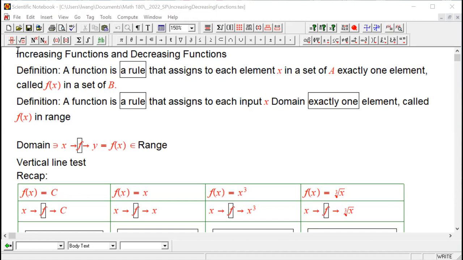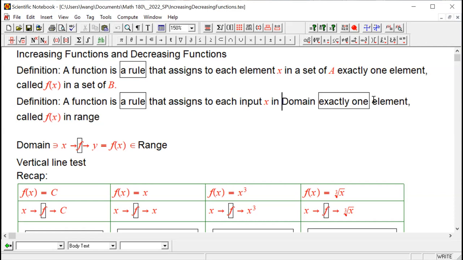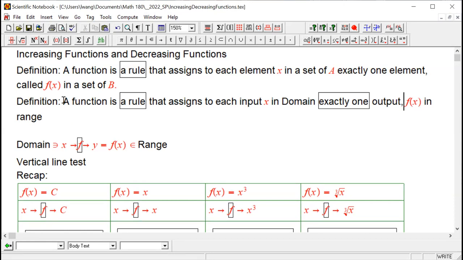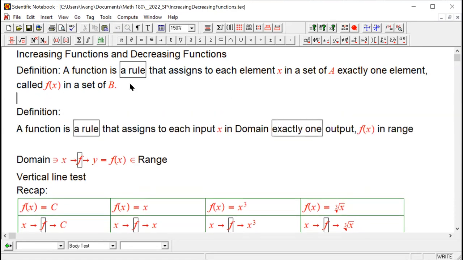Welcome. In this lesson, we're going to talk about increasing functions and decreasing functions. We know that a function is a rule. We have discussed functions as rules that assign to each input in the domain exactly one output in the range. So this is the definition of a function. We're getting more and more familiar with it. Each input from the domain gives exactly one output in the range.